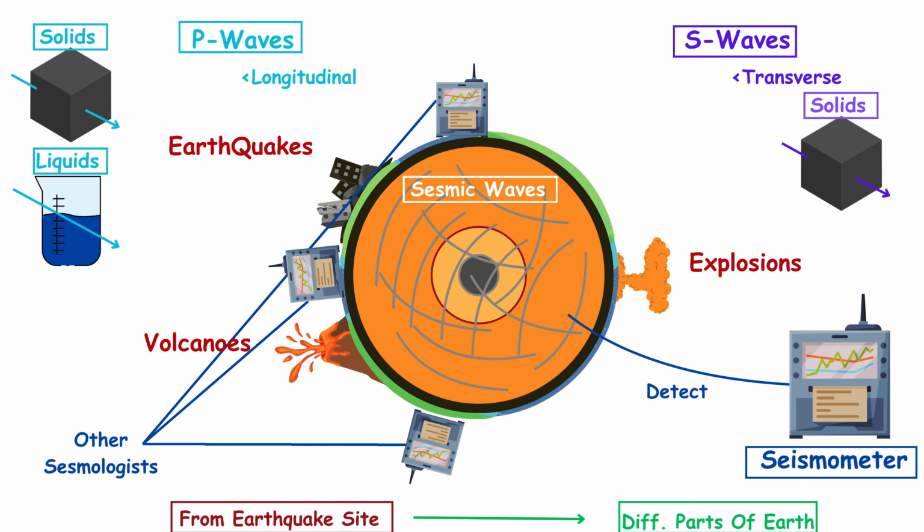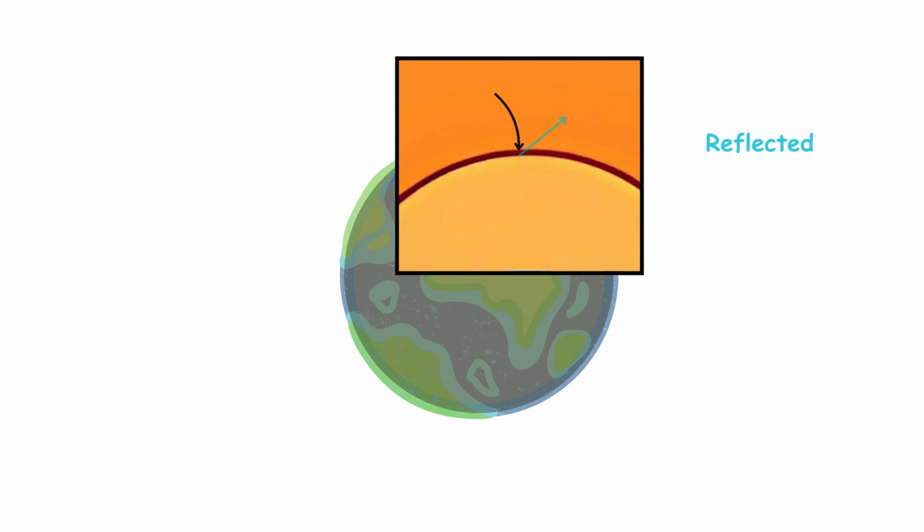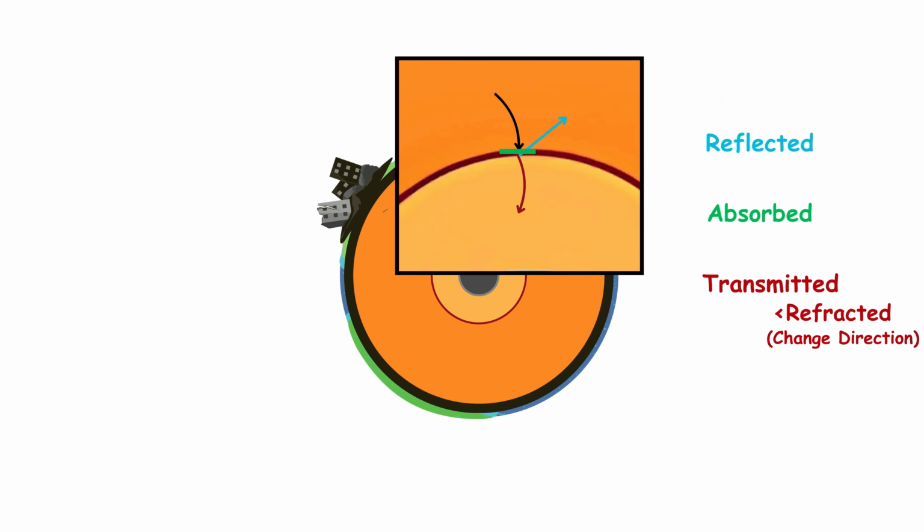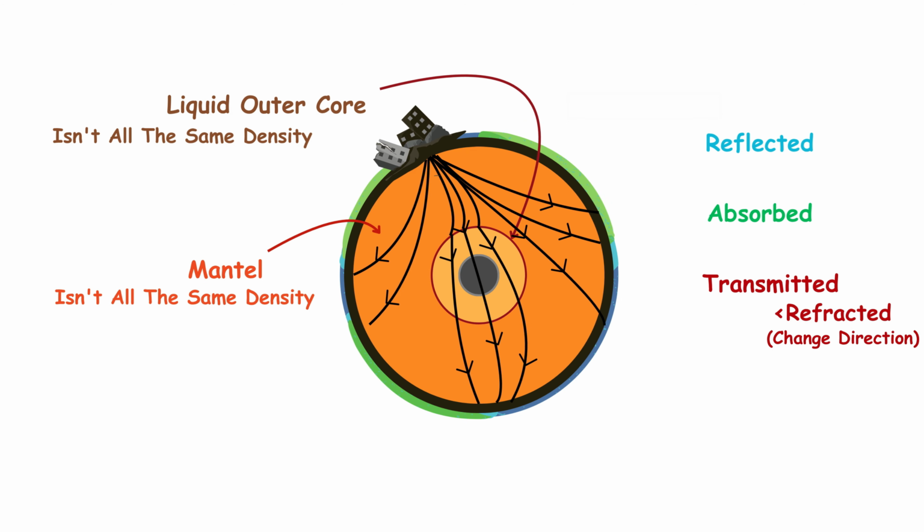Like all waves, seismic waves behave in specific ways when they encounter a boundary between two different materials. At such boundaries, waves can be reflected back, absorbed by the material, or transmitted into the next layer. Importantly, when the waves are transmitted, they often undergo refraction, which is a change in direction due to a change in wave speed as the wave enters a medium with a different density. For example, when waves pass from the mantle into the outer core, there is a dramatic change in density, causing a sudden refraction of the wave path.